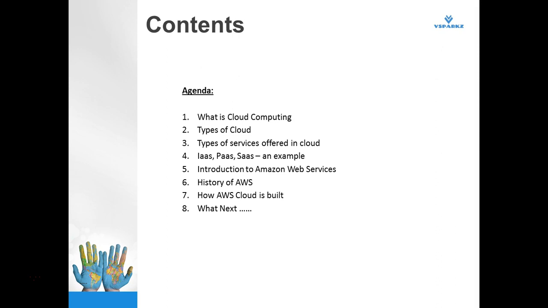These are the contents of this video. We are going to see what is cloud computing, its types, and the types of services offered in cloud. We are going to discuss the IaaS, PaaS and SaaS models with an example. We are going to see an introduction to Amazon Web Services or AWS. Then we are going to discuss the history of AWS, and at last we are going to see how AWS Cloud is built.